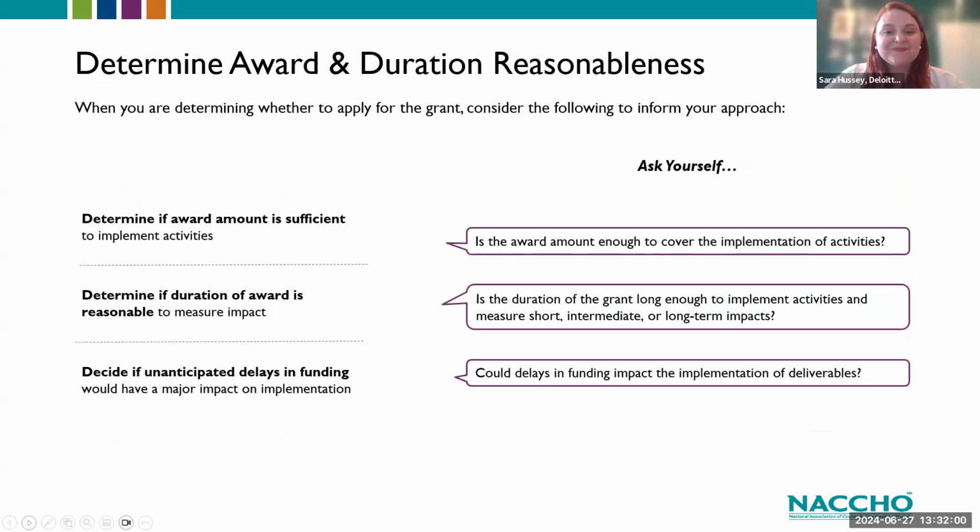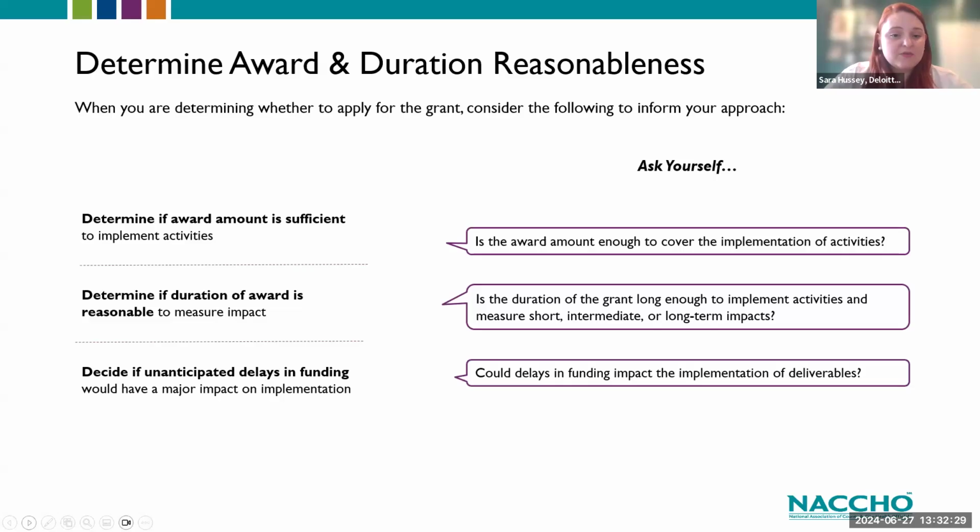Right. Thanks, Amber. And then finally, the award and duration reasonableness. So the first is, is the potential amount of this funding sufficient to implement the activities that we'd like to do? Is the duration of the award reasonable enough to measure impact? Typically, especially in the federal context, awards are 3 to 5 years in length. However, they would have individual budget periods annually.